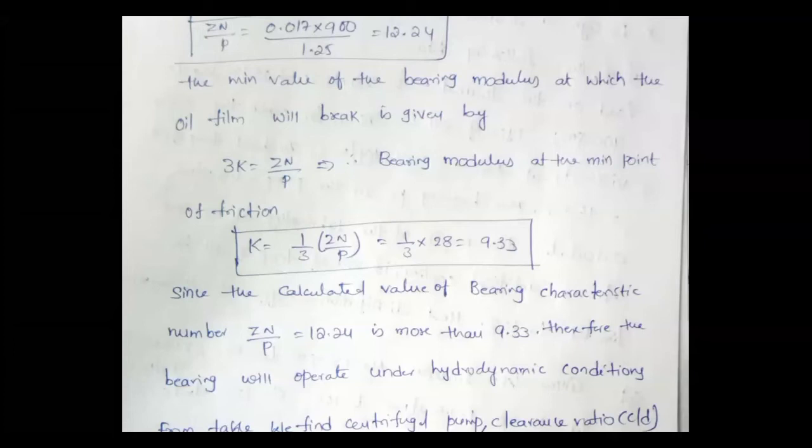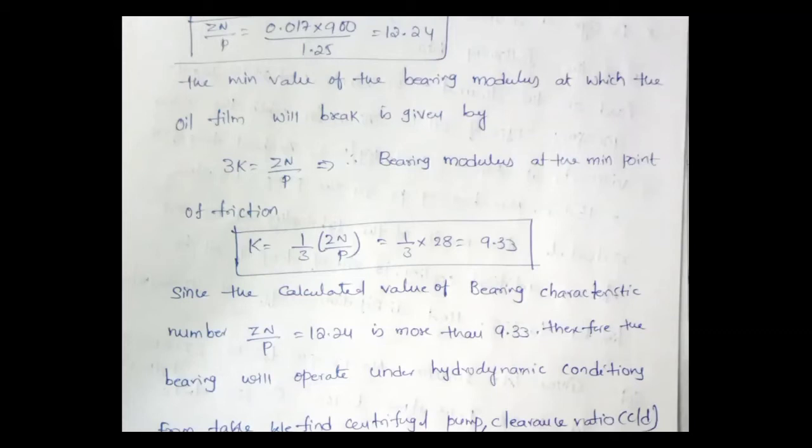You please go through the McKee investigation. Why am I taking 3K or 15K or 10K? It depends upon the type of loading condition. You are not supposed to take Zn by P values only as K, but in terms of 3K or 10K or 15K. Here I am considering Zn by P value equal to 3K. Now calculate the K value here. The K value equals 9.33.